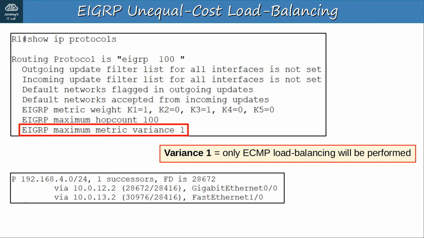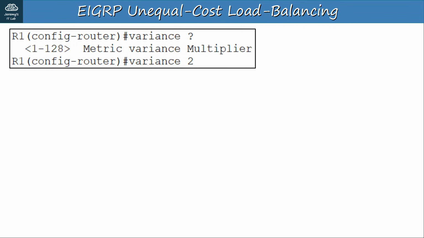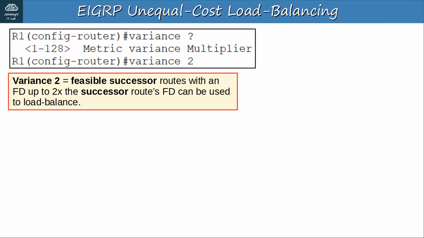For example, these are R1's routes to 192.168.4.0/24. This is the successor route's FD, and this is the feasible successor's. It's higher, so it can't be used to load balance. So from EIGRP configuration mode, I used the variance command and set it to 2. What does that mean? Well, it's basically a multiplier. Variance 2 means that feasible successor routes with an FD up to 2 times the successor route's FD can be used to load balance.